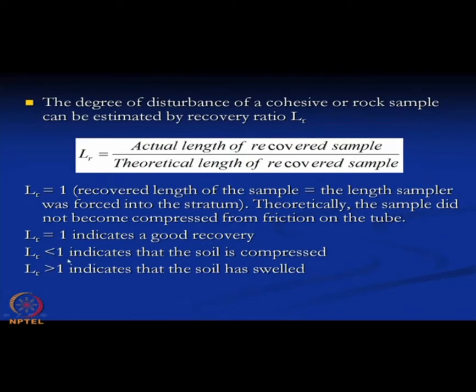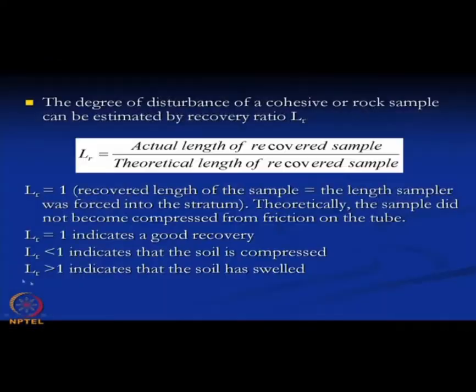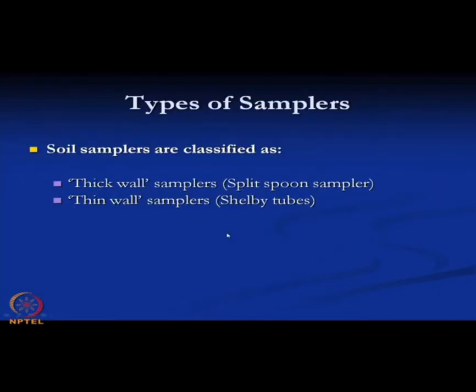If LR is less than 1, it indicates the soil is compressed, and if LR is greater than 1, it indicates the soil has swelled. So, a good sample collection is one where LR is equal to 1. Otherwise, either the soil is compressed if LR is less than 1, or it is swelled if LR is greater than 1. In both these cases there is disturbance, whereas if LR is equal to 1, there is less disturbance.